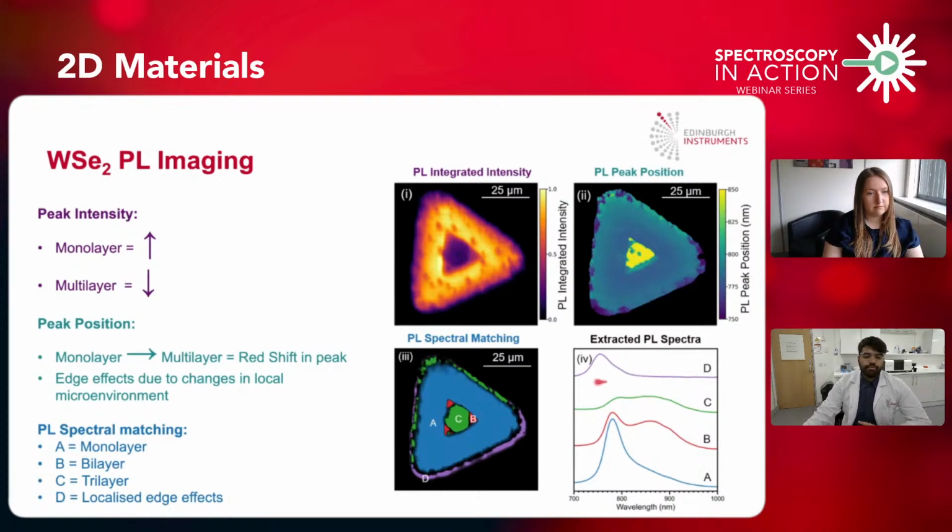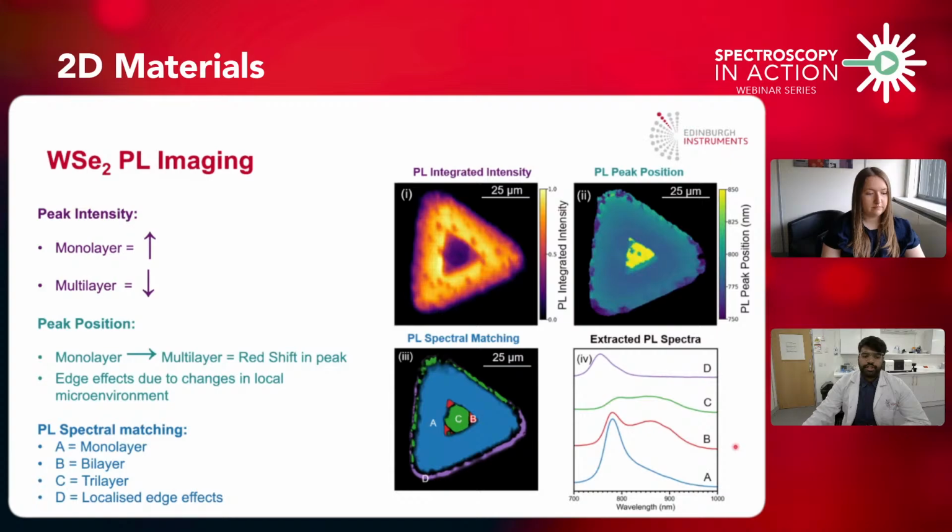Now we can use this information, and from literature, we can begin to assign the actual layer numbering to the crystal, based on the spectra that is produced in the bottom right corner. So here we've now assigned that region A is monolayer, B being bilayer, and C being trilayer.